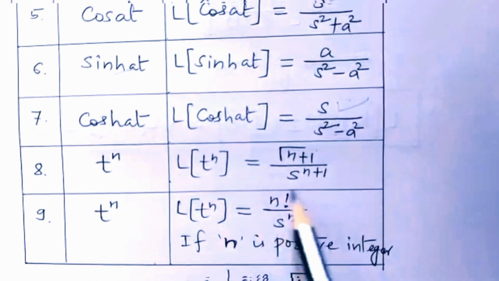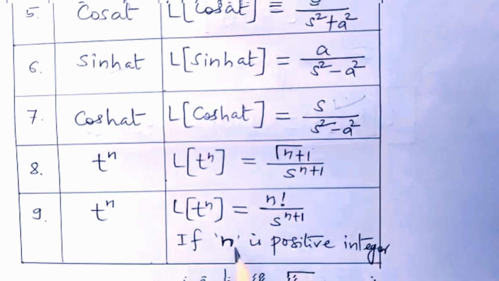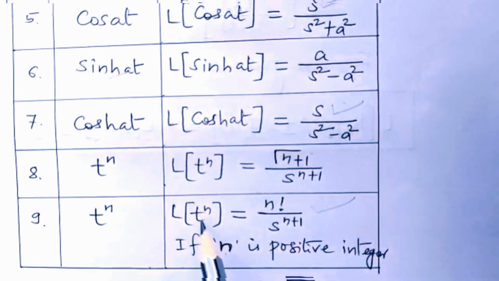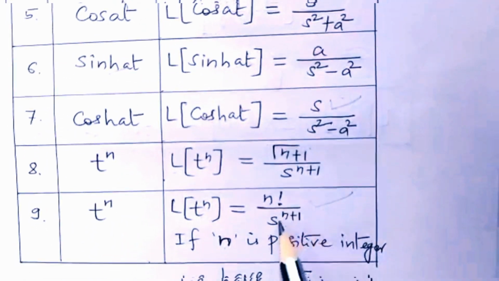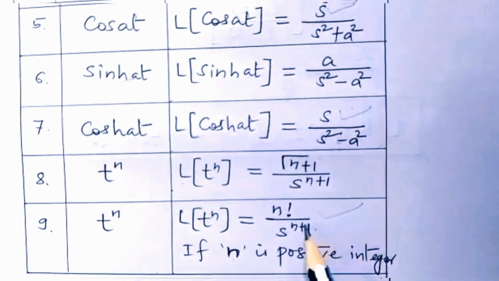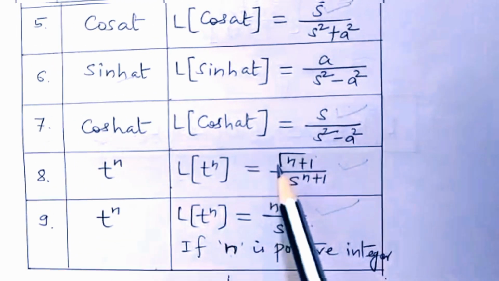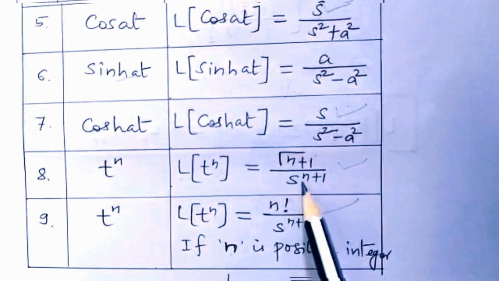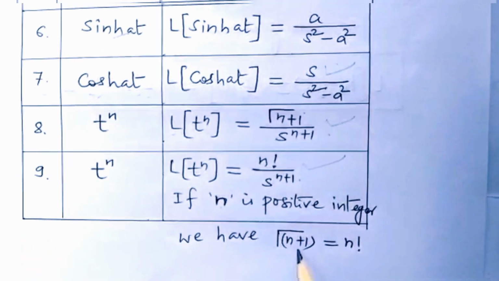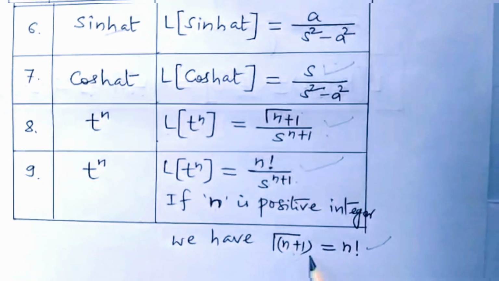And when we talk about n factorial, we always seek n to be a positive integer. So whenever n comes across as a positive integer, we adopt this particular formula, that is Laplace transformation of t raised to n is n factorial divided by s to the power of n plus 1. And apart from positive integer, whenever we come across a fraction, we always prefer the Laplace transform of t raised to n to be gamma of n plus 1 divided by s to the power of n plus 1. And also we have gamma of n plus 1 as n factorial. That's a general observation that we have seen in gamma and beta functions also.